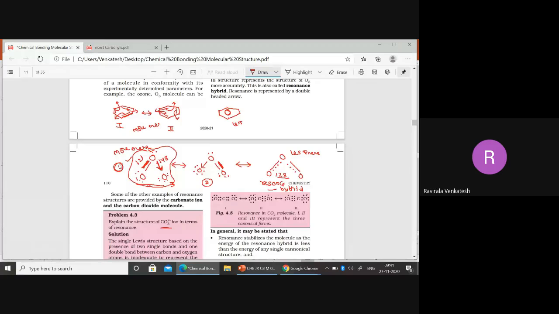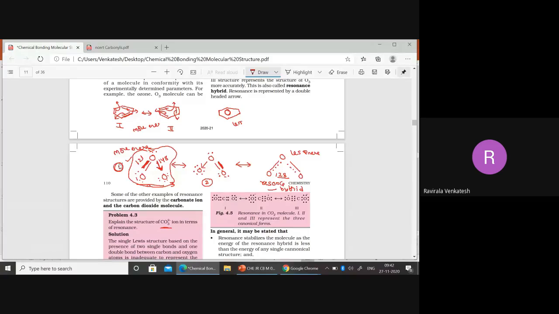Now what happened? The pi bond here shifted to here. Because the pi bond is shifting, it lost some energy. It utilized some energy. Because of losing energy, it gets stability. In the first class we discussed how a molecule gets stability: by losing energy, or by gaining the octet configuration. These are the only two things we discussed.